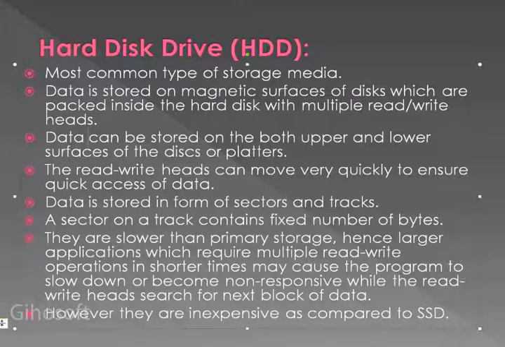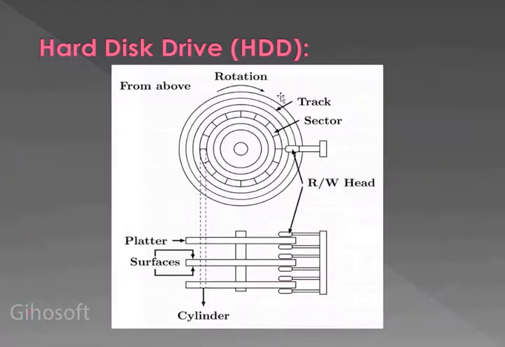Data is stored in form of sectors and tracks. A sector on a track contains a fixed number of bytes, usually 4 MB per sector. They are slower than primary storage. Hence, larger applications which require multiple read-write operations in short times may cause the program to slow down or become non-responsive, while the read-write heads search for the next block of data. However, they are inexpensive as compared to SSD. This is the internal diagram of a hard disk drive.